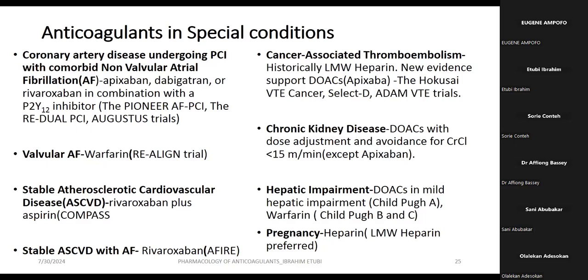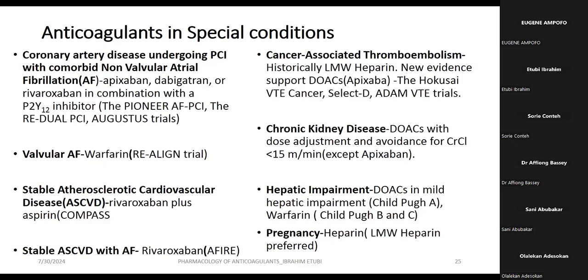And then for valvular AF, the RE-ALIGN trial showed that warfarin is the mainstay. And then for the stable atherosclerotic cardiovascular disease patient, and those that have peripheral vascular disease, the COMPASS trial showed the use of rivaroxaban and antiplatelets, in this case aspirin. While the AFIRE study has shown the importance of rivaroxaban in patients with stable atherosclerotic cardiovascular disease and atrial fibrillation.